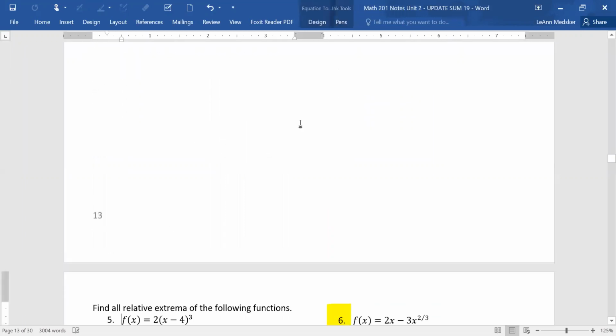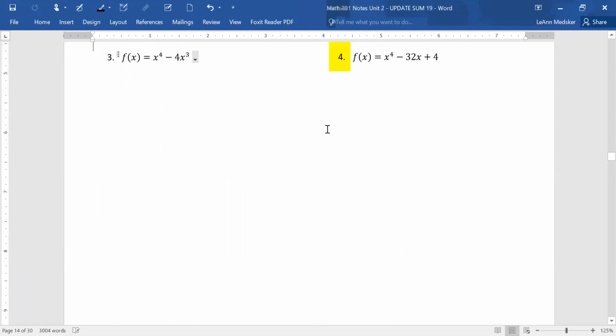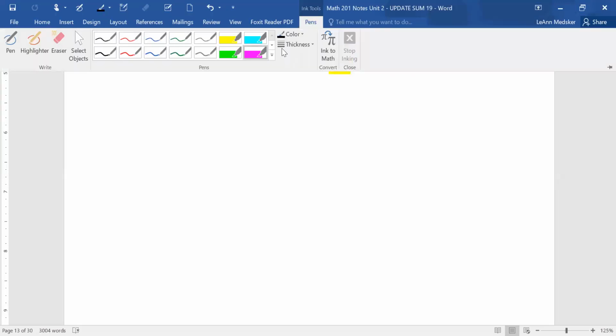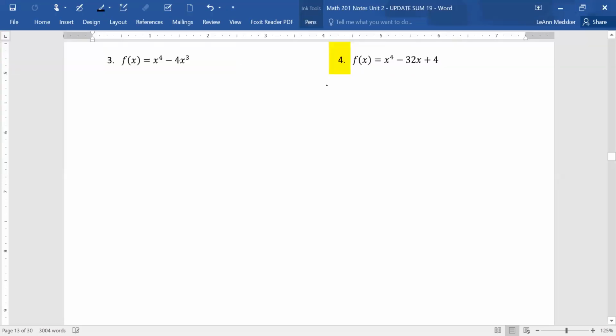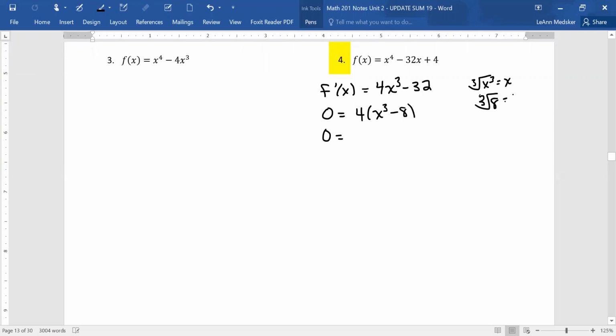So the first thing to remember is that to find your relative extrema, you have to know your first derivative. So that's the first step so that we can find our critical numbers. So f prime of x here would be 4x to the third minus 32. We set that equal to 0 for our critical numbers, and we pull out a 4 since they're both divisible by 4. And then I threw this one in here just to see if you remembered how to factor perfect cubes. For example, the cubed root of x cubed is x, and the cubed root of 8 is 2.